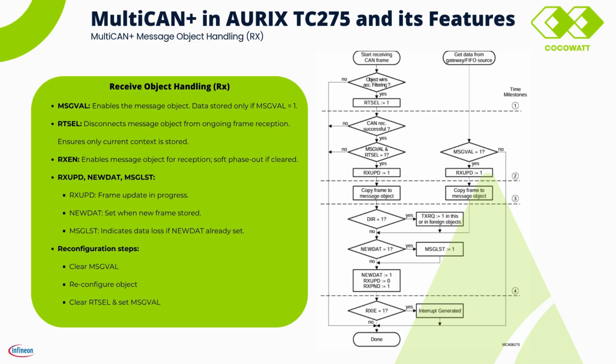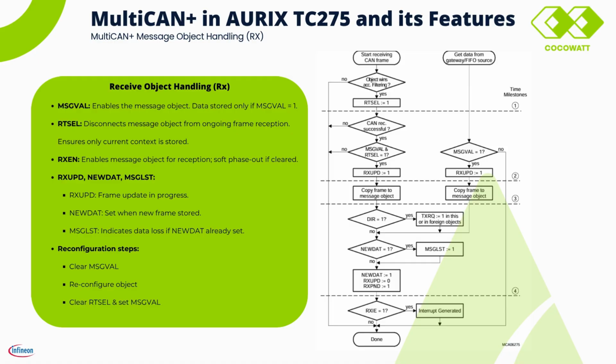Then we have RX enable, which enables the message object for reception. If RX enable is cleared, the reception is softly phased out, preventing any abrupt disruptions. Now let us talk about status indicators: RS update, new data, and message lost.